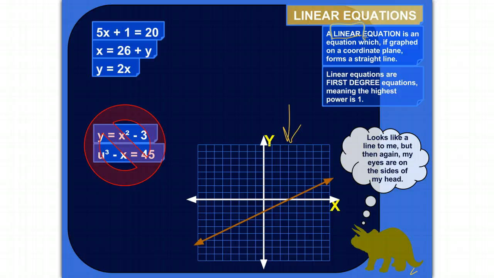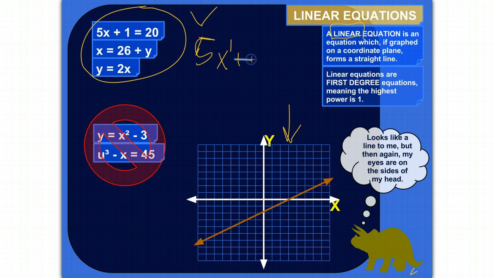The other way is linear equations are what are called first degree equations, meaning the highest power is 1. So these are examples of linear equations. And what we mean by first degree is you could rewrite this 5x, you could put a little 1 there, first degree. Anything to the first power is itself. So x and x to the 1, same thing.